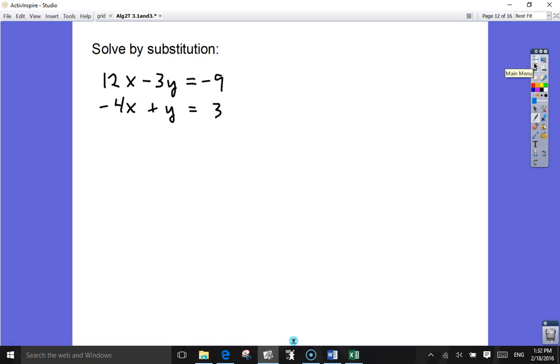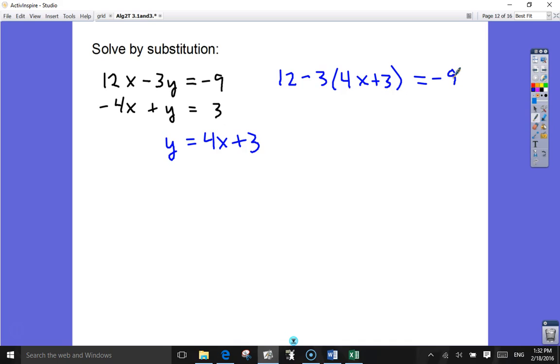Okay, how about this one? Solve by substitution. So y equals 4x plus 3. Substitute into the other equation. 12x minus 3 times 4x plus 3 equals negative 9. So that's 12x minus 12x minus 9 equals negative 9.